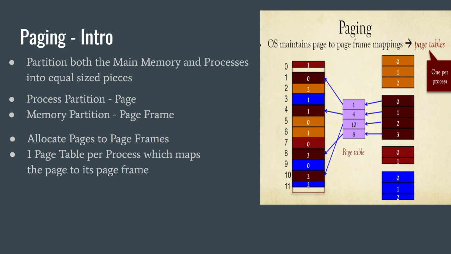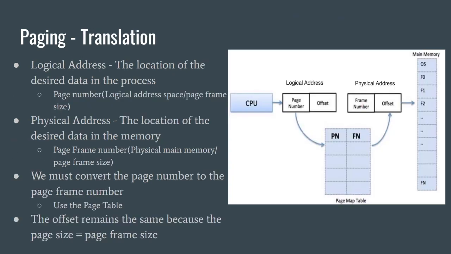On to translation. We have logical addresses and physical addresses. Your logical address is just the location of the desired data in the process, and the physical address is the location of the desired data in the memory. Now, we need to convert the page number that we get from the logical address to the frame number from the physical address, and we do that using the page map table.